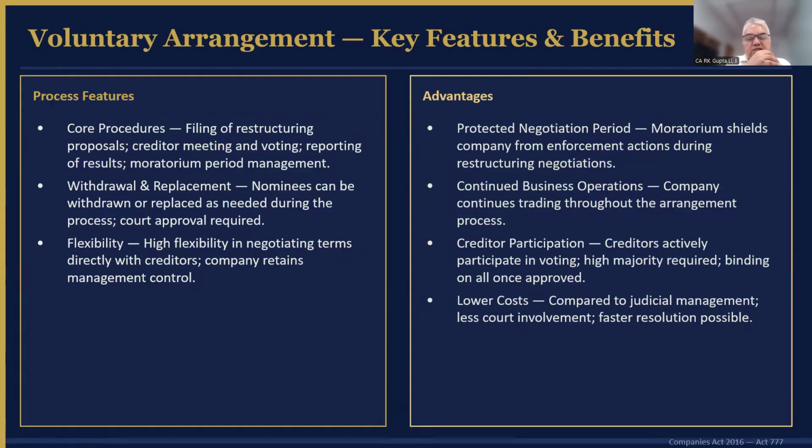Voluntary arrangement. Let us understand the key features and benefits. First of all, let us have a look at the core procedures. First, there is a filing of a proposal for restructuring. Creditors' meetings and voting take place. There is reporting of results and moratorium period management. Nominees can be withdrawn or replaced as needed during the process, and court approval is required for withdrawal and replacement. There is a high degree of flexibility in negotiating terms directly with creditors, and the company retains management control.